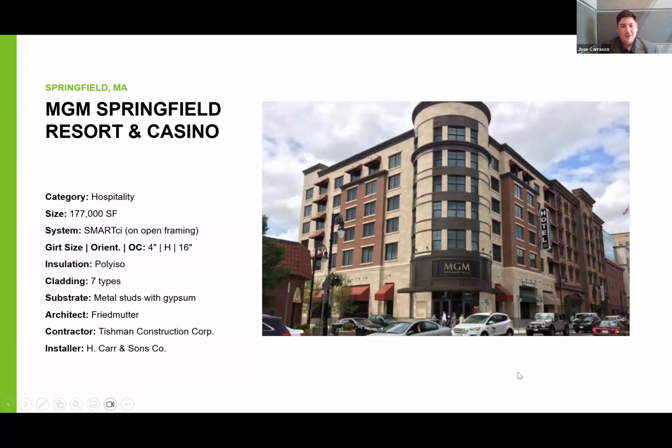This is an interesting example. You'll see there's tons of different cladding that's used. I think there's 7 different types used on this building here. This is a hospitality project in Massachusetts. Again, using the Smart CI on open framing system for 177,000 square feet. Great example of the variety of cladding that A2P systems are compatible with.